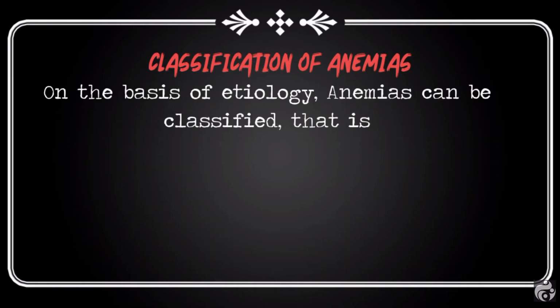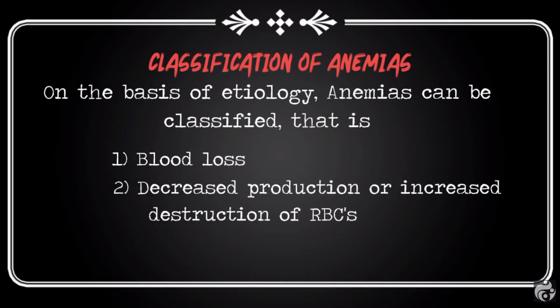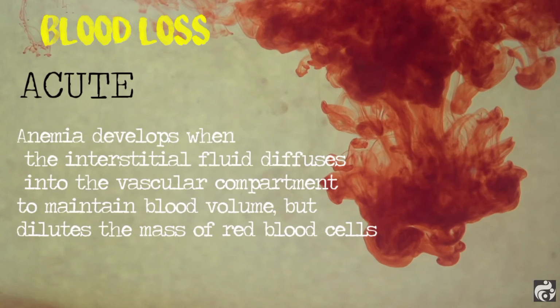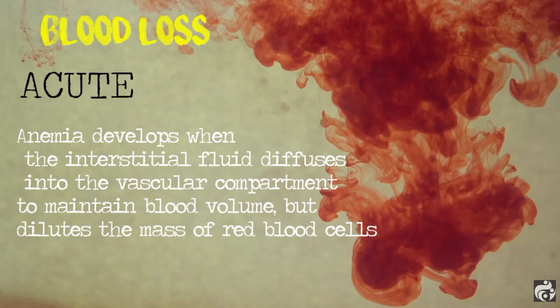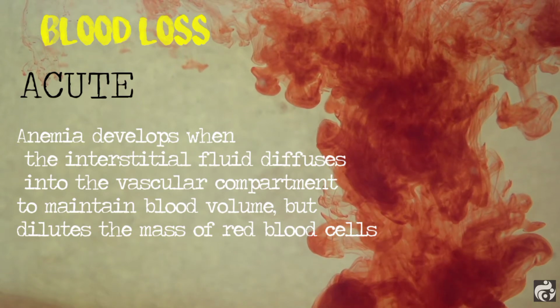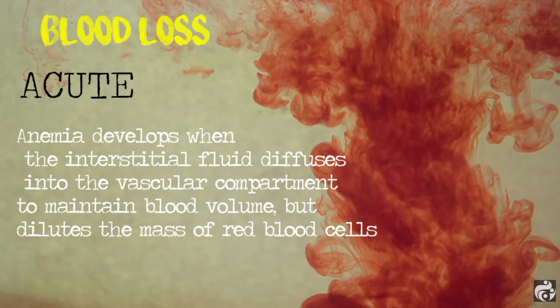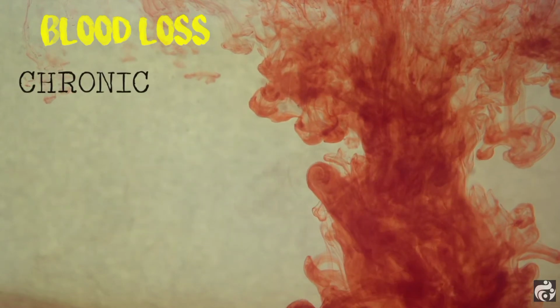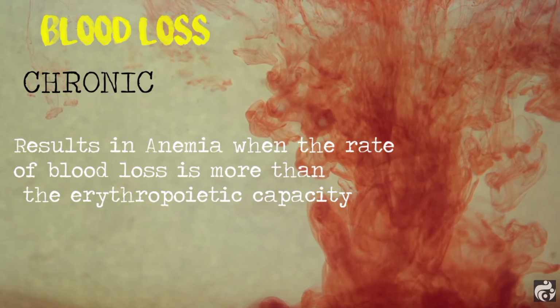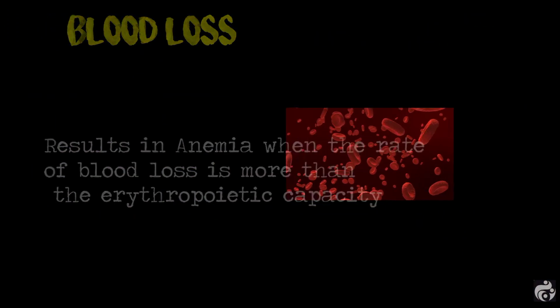On the basis of etiology, anemia can be classified as either blood loss, decreased production, or increased destruction of the red blood cells. Blood loss can be further divided into acute or chronic. In acute blood loss, anemia develops when interstitial fluid diffuses into the vascular compartment to maintain the blood volume, but dilutes the mass of red blood cells. And chronic blood loss results in anemia when the rate of blood loss is more than the erythropoietic capacity.